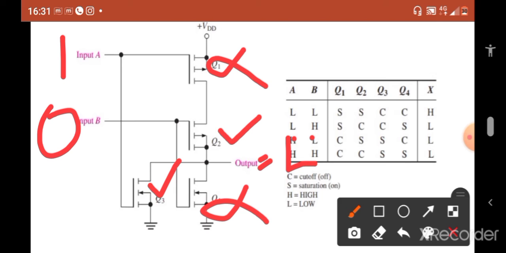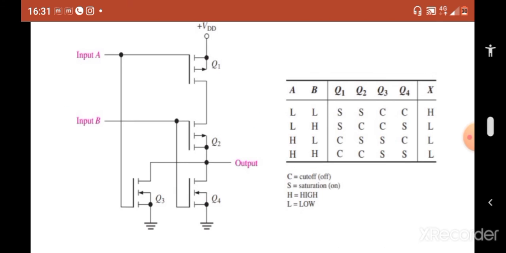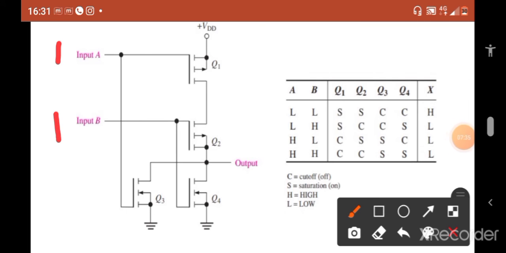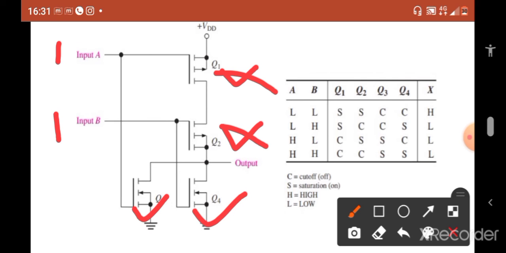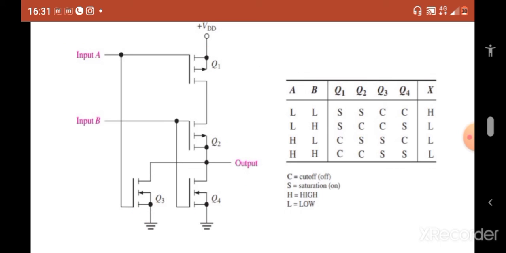Then what happens if I take both inputs as high? Then Q1 and Q2 will be off, and Q3 and Q4 will get on. Then you can see this voltage will not appear, and there will be only the low output, that is 0. So like this, CMOS can be effectively implemented as a NOR gate.